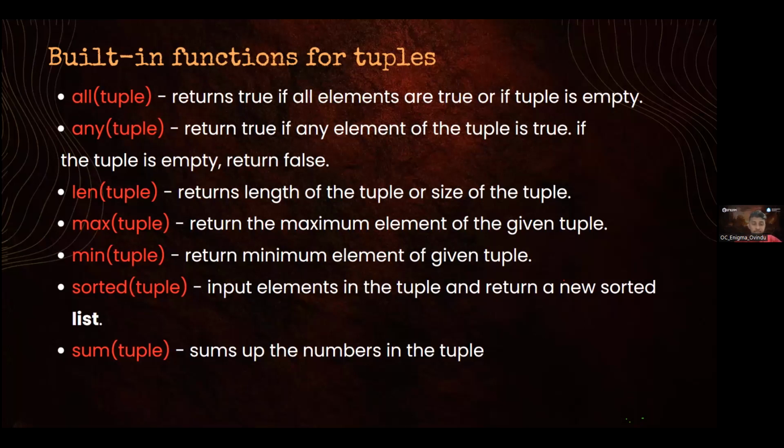The length function is very simple. As I mentioned with lists, it will just return the size. The max will return the maximum element, so the biggest element. And similarly, the min will return the minimum. The sorted function will sort your tuple for you and return a new sorted list. Remember, it will return a list and not a tuple. And finally, the sum will sum up all the elements. This sum can also be used with lists and is a very easy way to sum up the elements in lists and tuples.